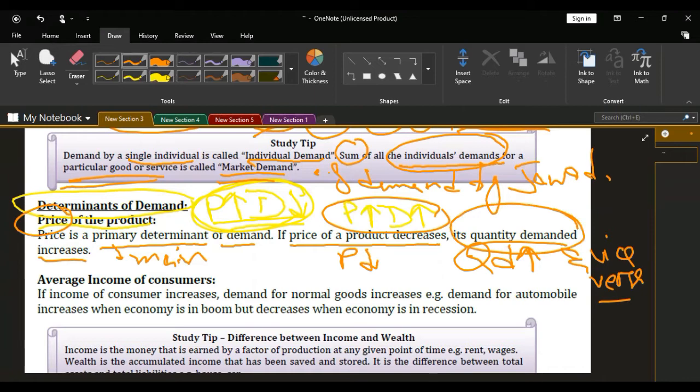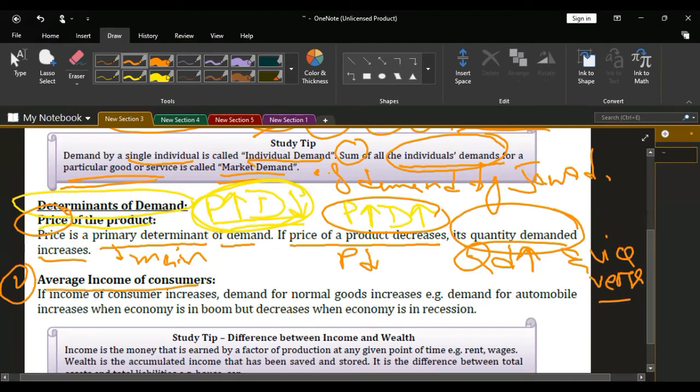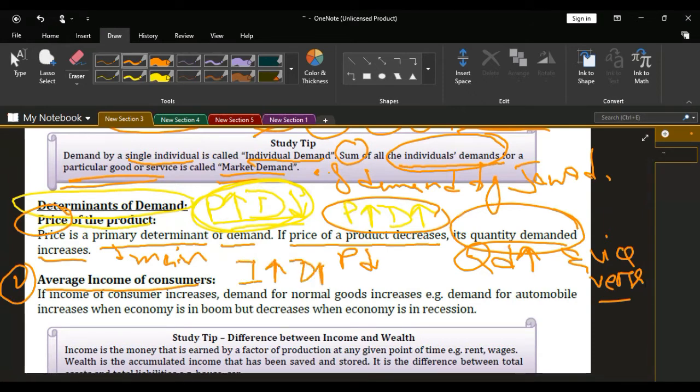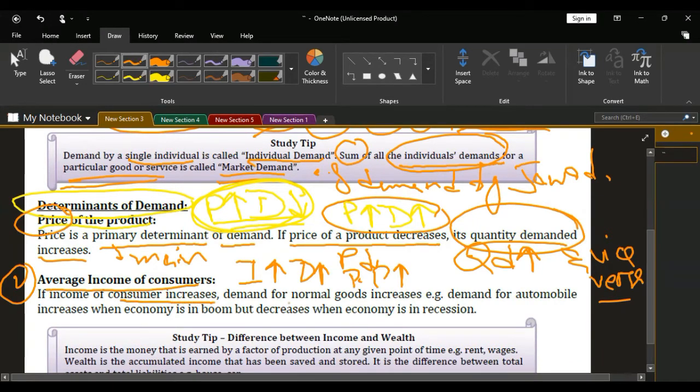Next factor is average income of consumer. Income has a direct relationship with the demand. If the income of the consumer increases, demand for the goods also increases due to the increased purchasing power of the consumer. So, if income of the consumer increases, demand for normal goods increases. For example, demand for automobiles increases when the economy is in a boom.